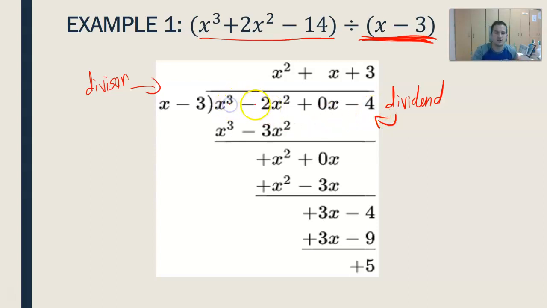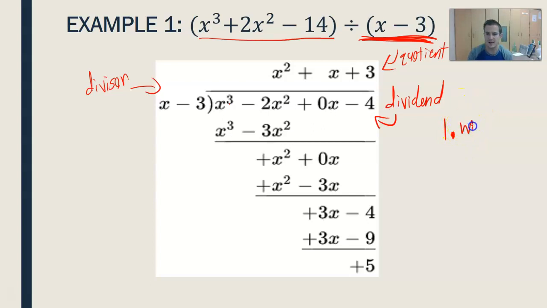Notice I have x cubed minus 2x squared, and I wrote in a plus 0x minus 4 because I don't have any x's here, so I'm putting in 0 x's to hold my place there. And my answer up here, as I go through the steps, is going to be the quotient. Remember the steps I just talked about when dividing numbers. Those steps are the same steps that apply to dividing polynomials.